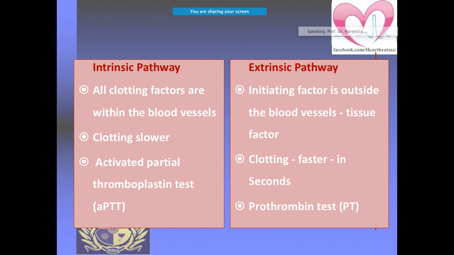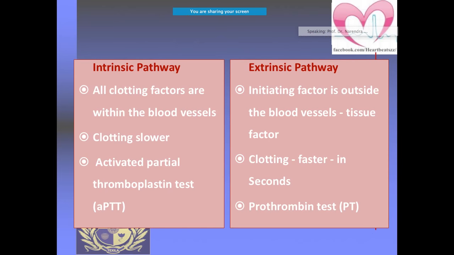And as I was telling you, there are those two complementary pathways, the intrinsic one and the extrinsic one. In the intrinsic one, all those clotting factors are within the blood. However, for the extrinsic pathway, the initiating factor is outside the blood vessel, like the tissue factors. And the extrinsic pathway is always faster, which just takes a few seconds. If you want to measure the extrinsic pathway, what you try to do is what is called the prothrombin test. However, for the intrinsic pathway, you try to do the activated partial thromboplastin time.